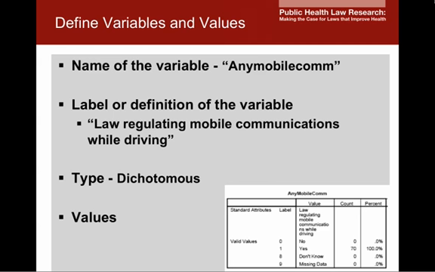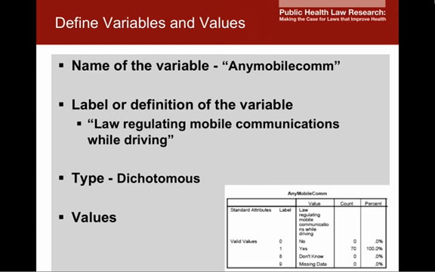In addition to the name of the variable, you also want to have a clear label or definition of the variable. I'll use one example here from our cell phone database. The variable we named for the existence of any law regulating mobile communications, we named it any mobile com, but the full label or the complete description of that variable was law regulating mobile communications while driving.